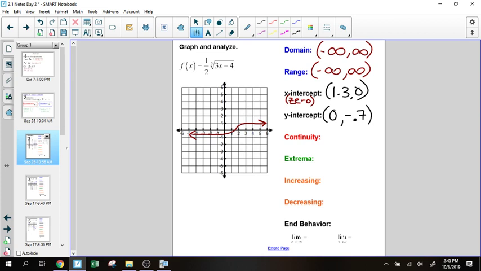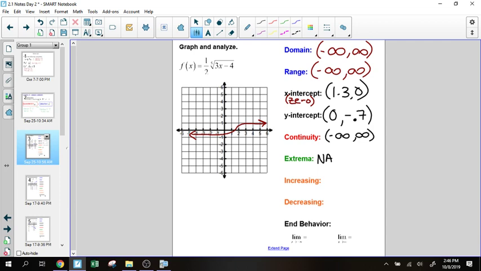Continuity. Remember that continuity is going to be tied to our domain. We don't have a break in our domain. Our function is continuous, right? So it is continuous on the entire domain, -infinity to infinity. Extrema, hills or valleys. I don't have any hilltops. I don't have any valleys. There is no extrema in this type of function.